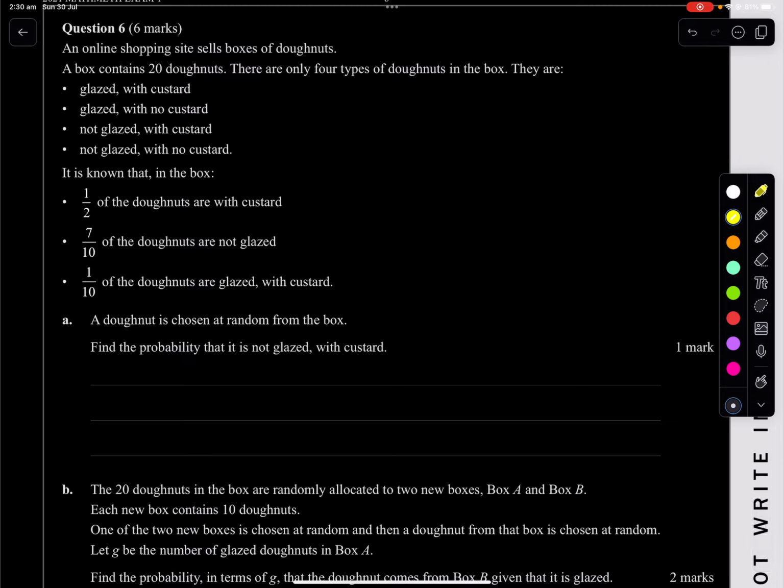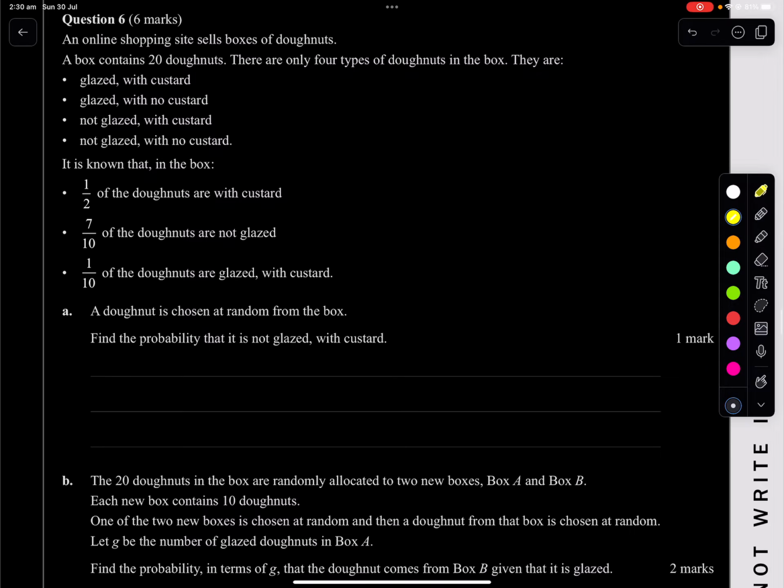All right, question 6. An online shopping site sells boxes of donuts. A box contains 20 donuts. There are only 4 types of donuts in the box: glazed with custard, glazed with no custard, not glazed with custard, not glazed with no custard. It is known that in the box, half of the donuts are with custard, 7 over 10 of the donuts are not glazed, and 1 over 10 are glazed with custard.